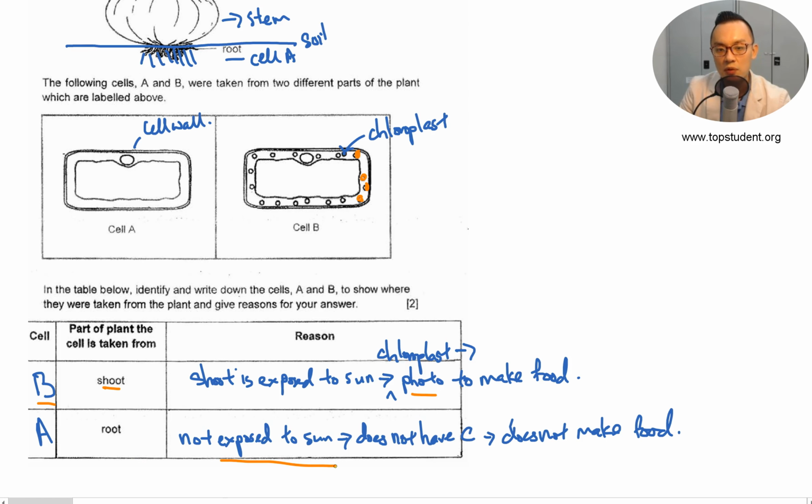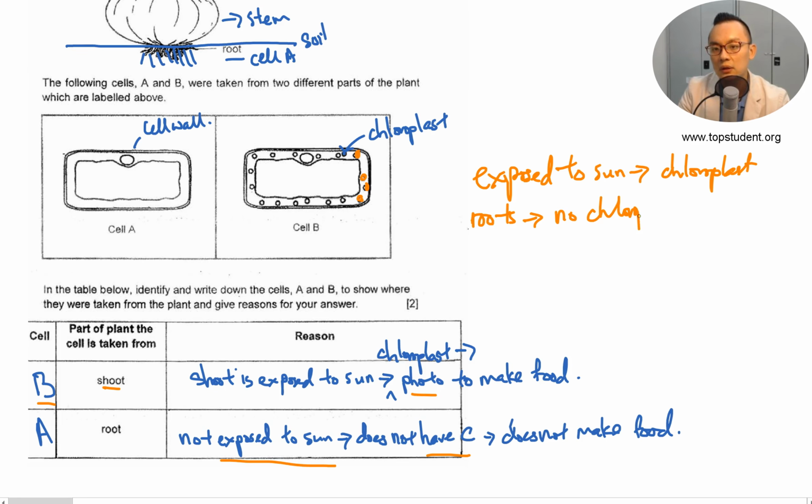And root is not exposed to the sun, so it does not have the chloroplast, so it does not make food. Okay, so whatever is exposed to the sun, this is what you need to learn from this question. Whatever is exposed to sun will have chloroplasts. Whatever is not exposed, which is usually the roots, no chloroplasts. That's the key thing you need to learn from this question.